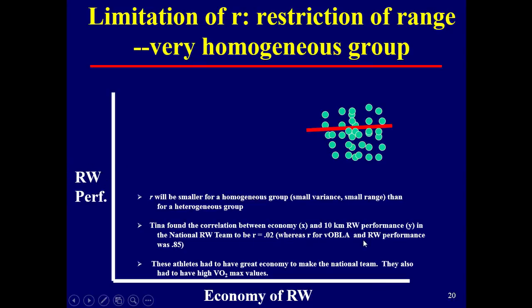There were other physiological variables, though. This one is the velocity at which they had the onset of blood lactate accumulation. That was a very good predictor of race walking performance. This correlation was 0.85. It's not shown in this slide, okay? So I want to illustrate one of the major limitations of the Pearson R, and one of the reasons you may have a very low correlation is because you have a very homogeneous group on either one or both of the variables. You've restricted the range, and the correlation tends to be very low.